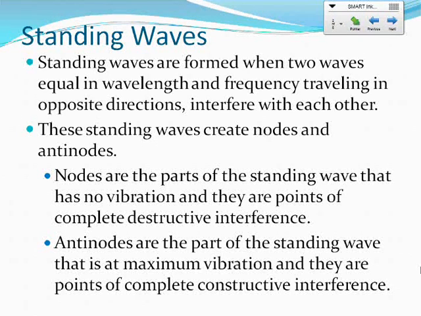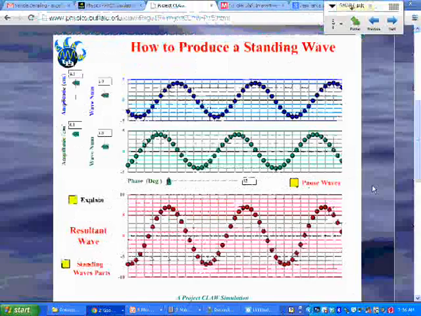Antinodes are the part of the standing wave that is at the maximum vibration, and they are points of complete constructive interference. This is where the two waves come together and actually make their amplitudes even larger because they both come together. So the way I remember complete constructive interference is if I'm constructing something, I'm making something larger. If we're constructing a building, it started as nothing, then we make it a large building. And that is an antinode. Let's go ahead and look at one of these.